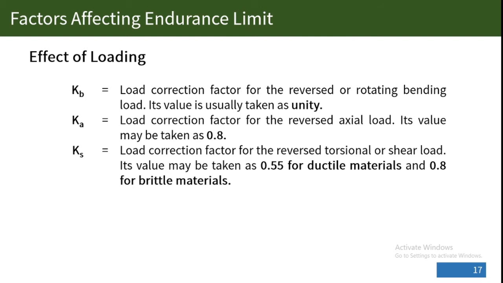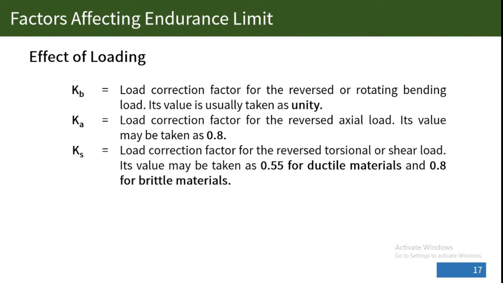And the first load correction factor is the K sub B, or the load correction factor for the reversed or rotating bending load. And this value is usually taken as unity, or this value is usually assumed to be equal to 1. And the next load correction factor is the K sub A, or the load correction factor for the reversed axial load. And for usual practice, the value of K sub A is usually taken as 0.8.